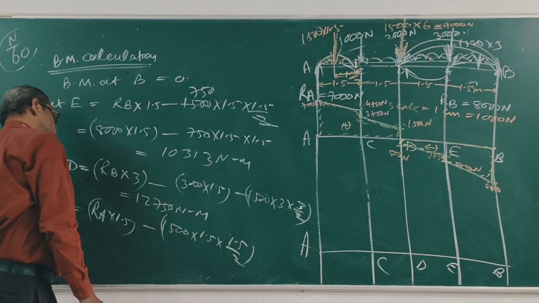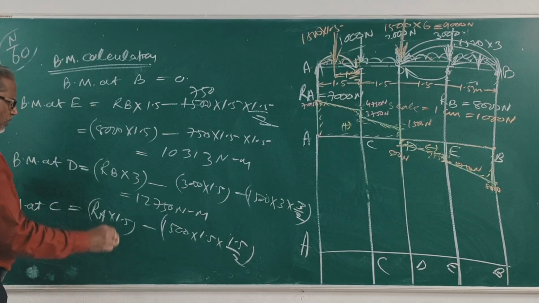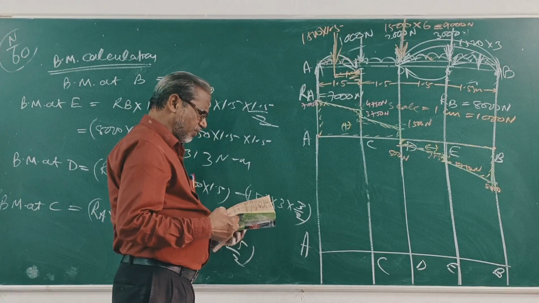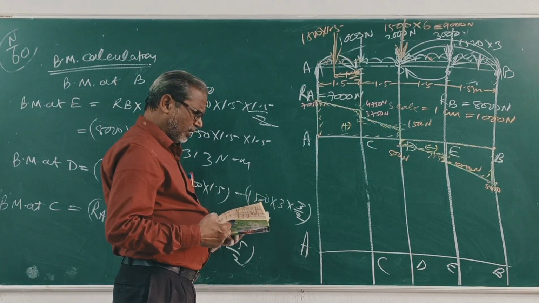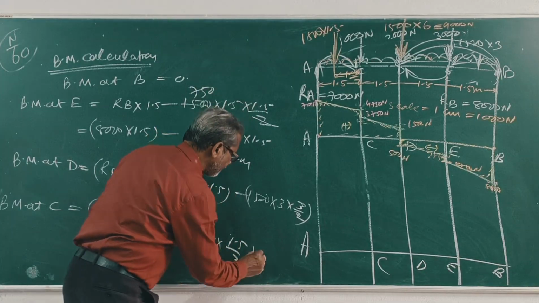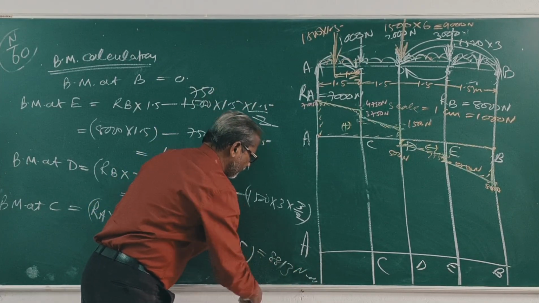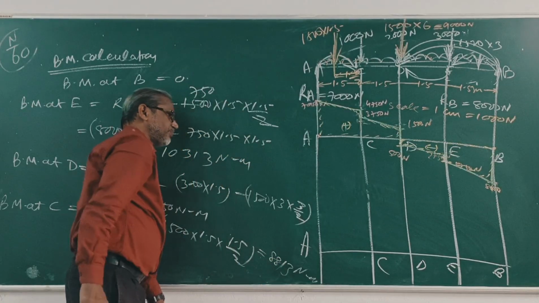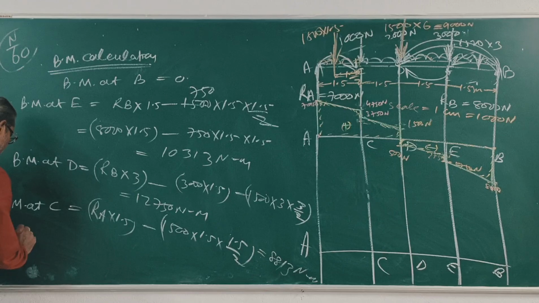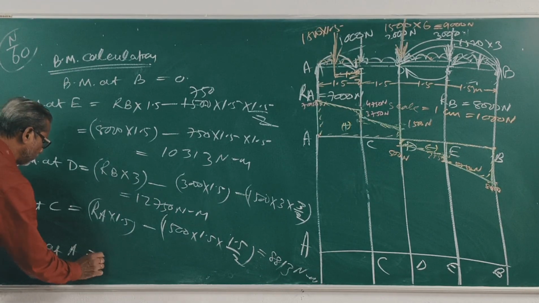Now, what is RA? 7000. Put all the values, find at C. Bending moment at C is equal to 8813 Newton meter. At A, the bending moment is equal to 0. Clear?